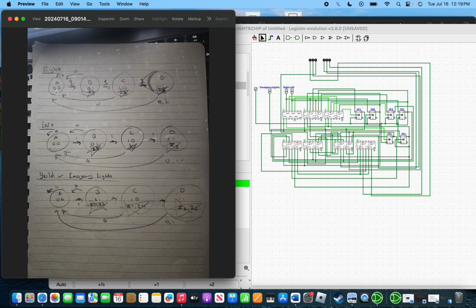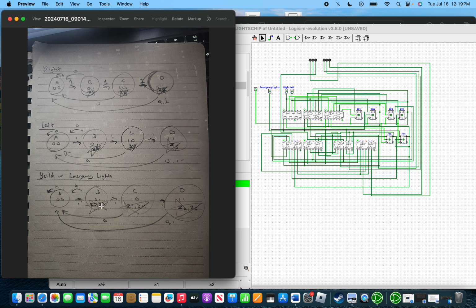As we see here on my left, I have my state diagram, which I have the right signal over here. The state diagram has states A, B, C, and D, and they all move along when the input is 1. If it's 0, then it moves back to A. My left one is basically the same as my right, except it's switched around on the left side. And for my yield lights, it's just going to be both of them.